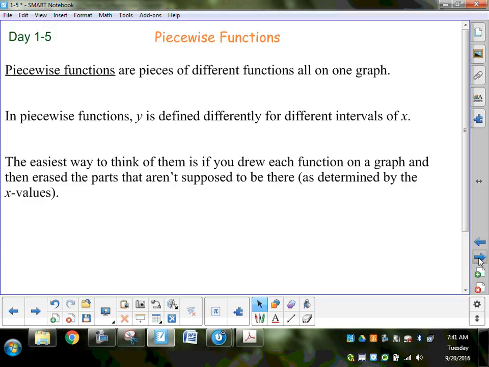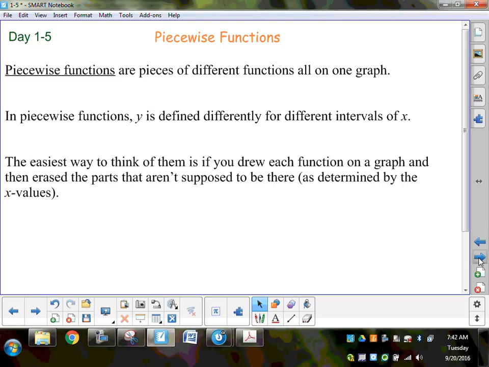So piecewise functions are pieces of all different functions all on one graph, and a piecewise y is defined differently at different intervals of that. You may be graphing on the same graph an absolute value, a line, a parabola, and so on. The easiest way to think of them is to draw each function on a graph and then erase the parts that weren't supposed to be there as determined by the x values or by what the function is telling you.